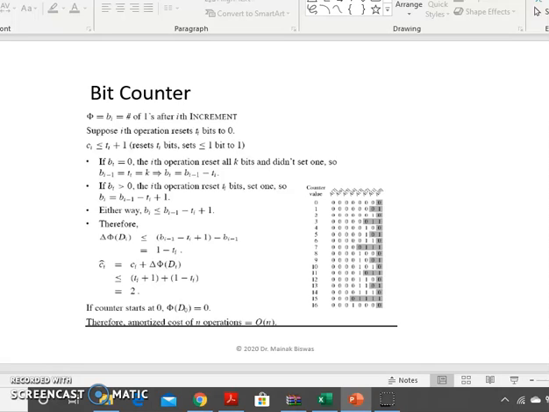So bi is equal to bi minus 1 minus ti plus 1. In either way, bi is always less than or equal to bi minus 1 minus ti plus 1. So the increase in potential is at most 1 minus ti. So the amortized cost is ci plus delta phi, which is equal to 2. So the amortized cost of n operations is again O of n. Thank you.